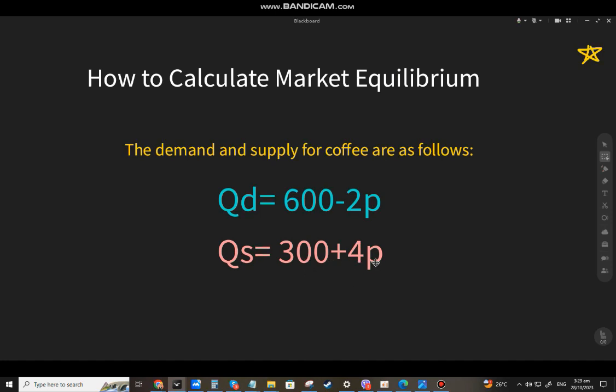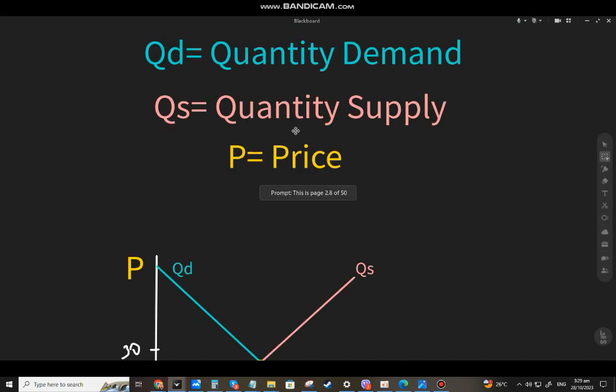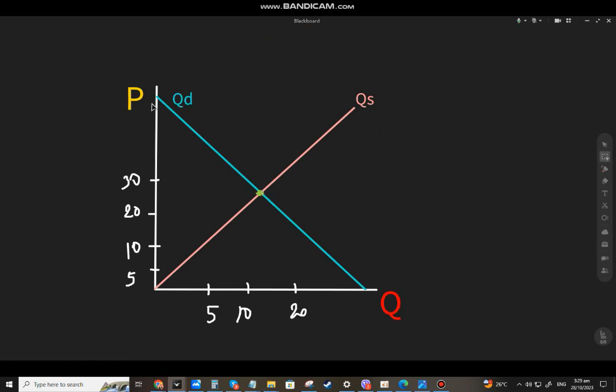Okay. Now let's have this one terminology. QD will be the quantity demanded, and QS the quantity supplied, and P will be the price. So it's easy to remember because D is demand, S is for supply, and P is the price. Now let's remember the graph. P is always on the y-axis, and the quantity will be on the x-axis.